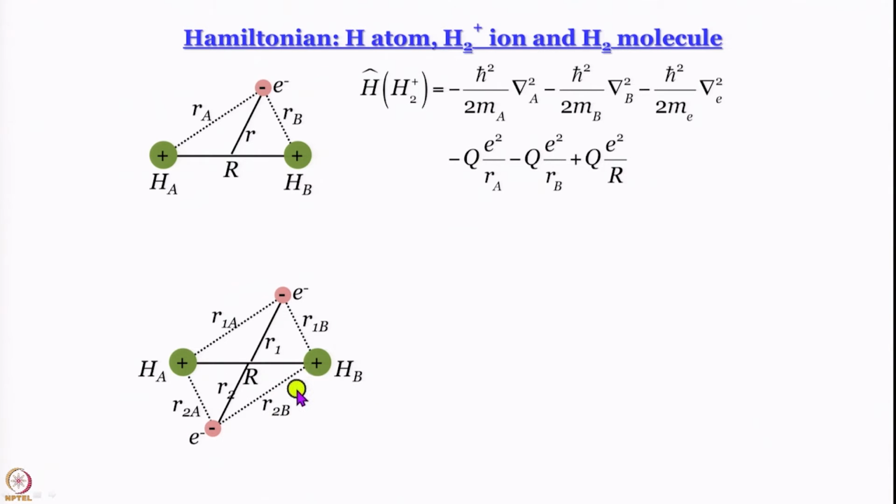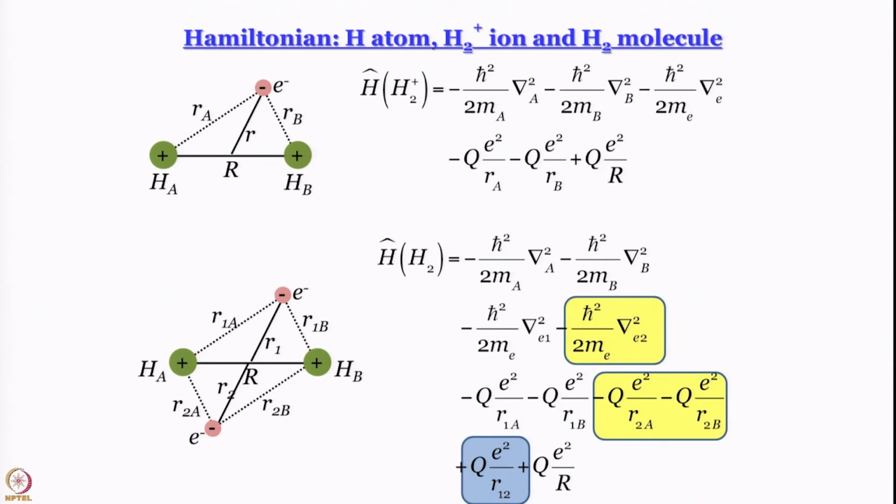Nucleus repulsion is accounted for, and the other term that you have to bring in is, of course, kinetic energy of the second electron, minus h cross square by 2 me del 2 square, and finally the additional term is electron repulsion. Electron separation is R12. So, that will be plus q square by R12. So, I have shown you the additional terms that come in with respect to the H2 plus Hamiltonian in highlights.